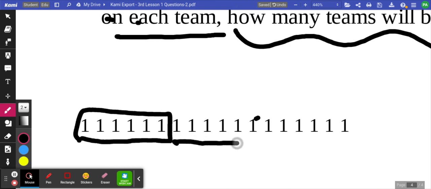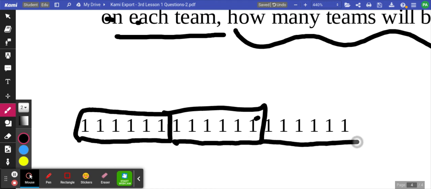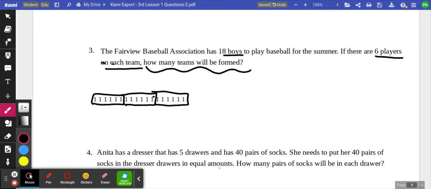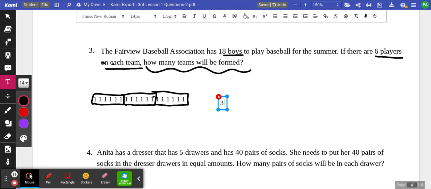1, 2, 3, 4, 5, 6 is the second team. And 1, 2, 3, 4, 5, 6, third team. And now there's no more players left, and now we have all the teams created. So how many times did I box? 3 times, which means 3 teams are formed.